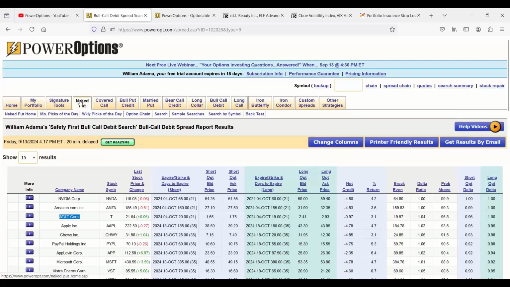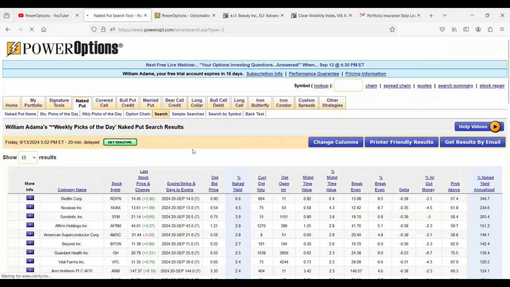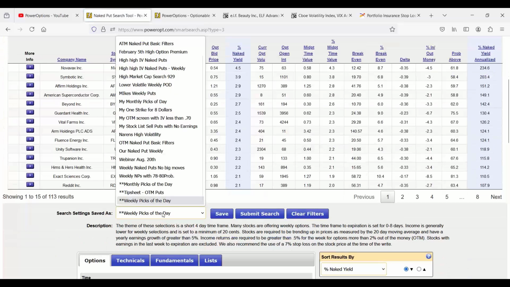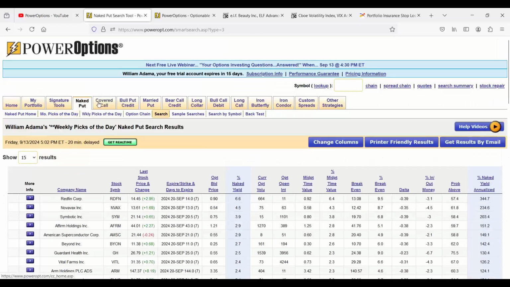So I just wanted to review that every search, you'll see the same thing. You'll see the search and the default criteria. Let's go to naked put real quick. Cash secured naked puts, weekly picks of the day, tip sheet out of the money puts, and Ernie's monthly picks of the day. You also have a quick view of the picks of the day for various strategies. Covered calls, the weekly picks of the day and monthly picks of the day. Bull put credits, I believe long call as well. I'm sorry, long call is not there. My apologies. But those are some of the ones that you can use as just a quick view.